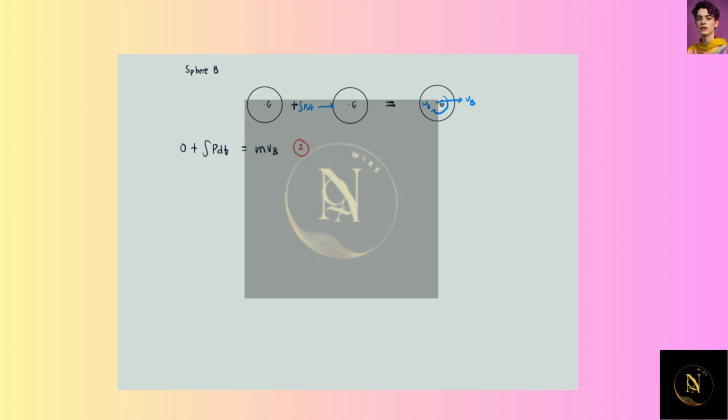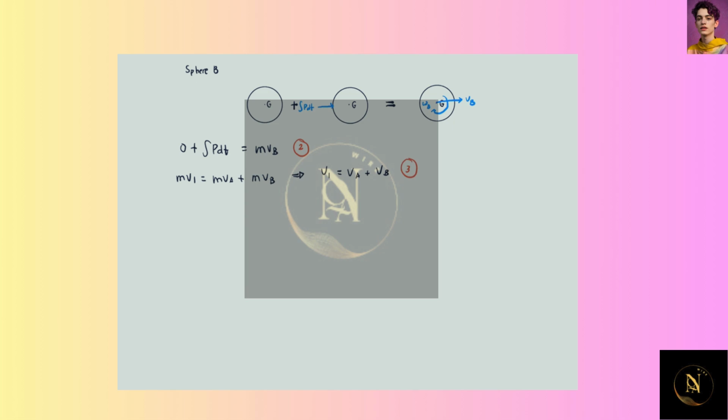Now, adding equations 1 and 2, the impulse would be cancelled out. We'll have M V1 equals M VA plus M VB. The masses would cancel out, so this becomes V1 equals VA plus VB. We can have this as our equation 3.